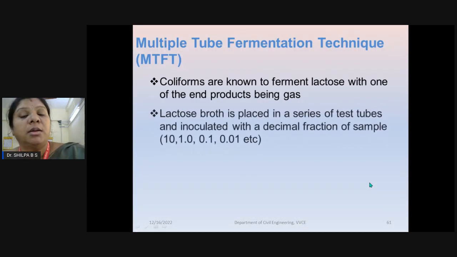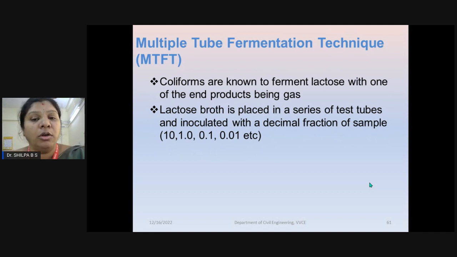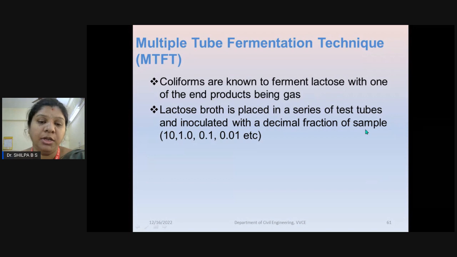The next method is the multiple tube fermentation technique. In this, coliforms are known to ferment lactose. Okay, that is one of the important features of the coliforms. So here, keeping that feature in mind, we will be employing various types of lactose broths in this test. Initially, the lactose broth is placed in a series of test tubes and inoculated with a decimal fraction of sample. So here we will be taking various decimal fractions. We will be taking 10 ml, 1 ml, 0.1 ml, and 0.01 ml of the sample, in a number of series.